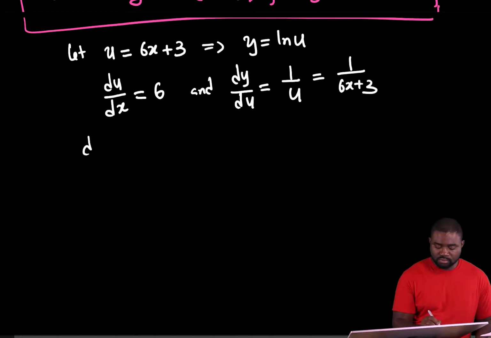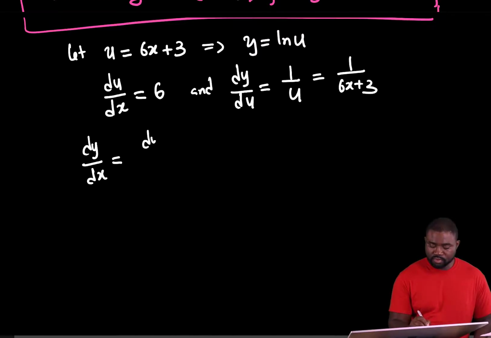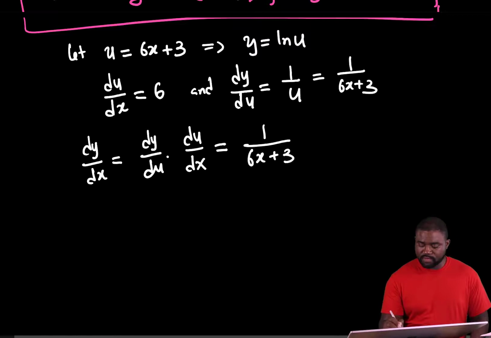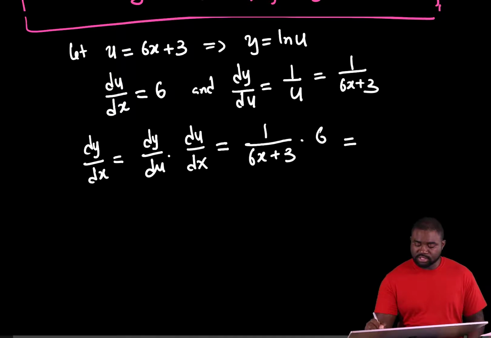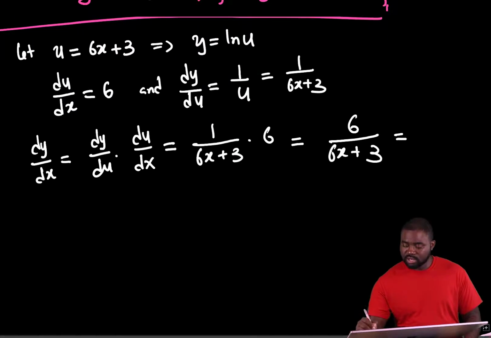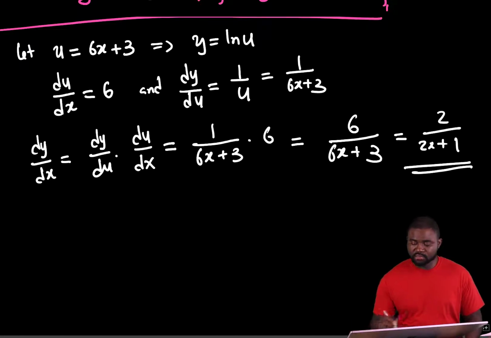By the chain rule, dy/dx is going to be equal to dy/du multiplied by du/dx. This is equal to 1 over 6x plus 3 multiplied by 6. This gives us 6 divided by 6x plus 3. We can further simplify this to give us 2 divided by 2x plus 1, and that really is our answer.